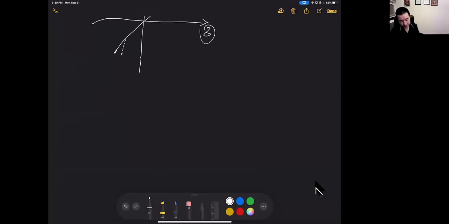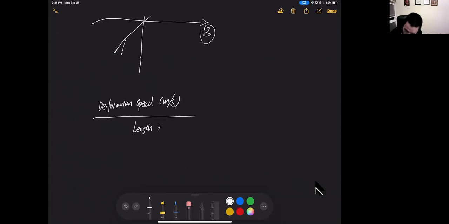The rate of loading is defined as the deformation speed, which is in the unit of meter per second, divided by the length of the specimen, which is in the unit of meter. As a result, the unit of strain rate will be 1/s.